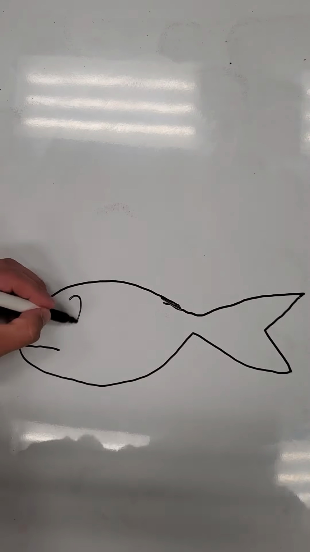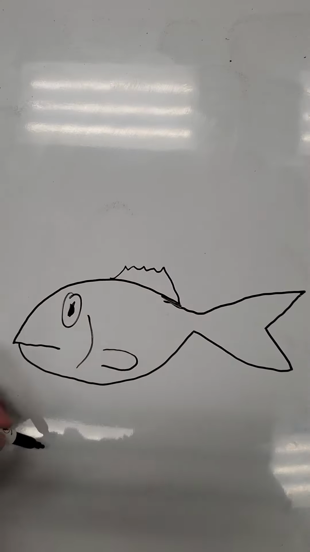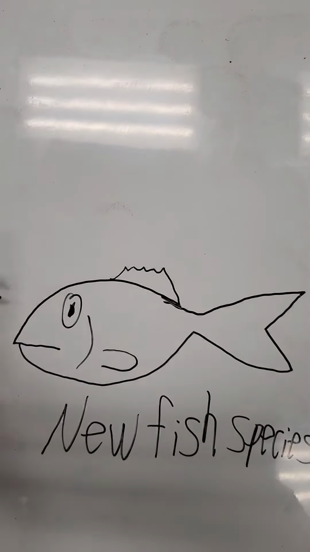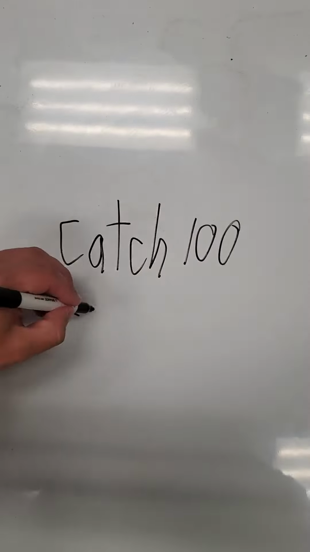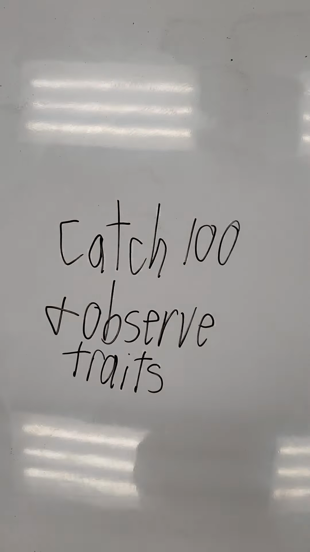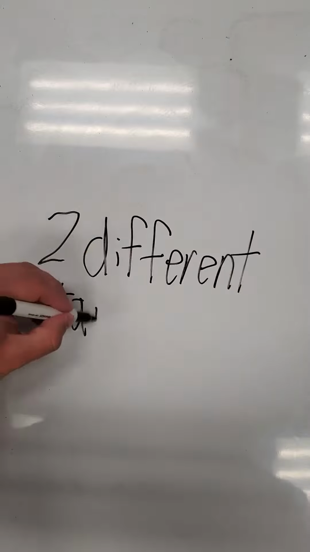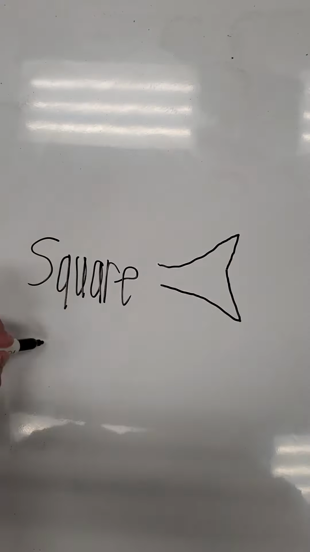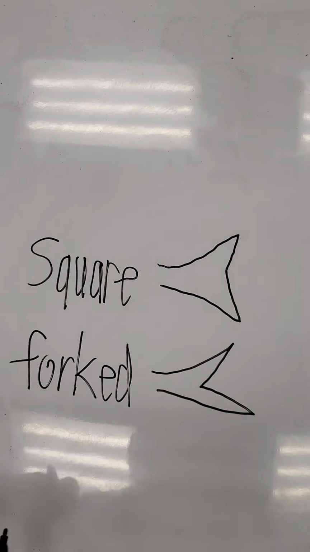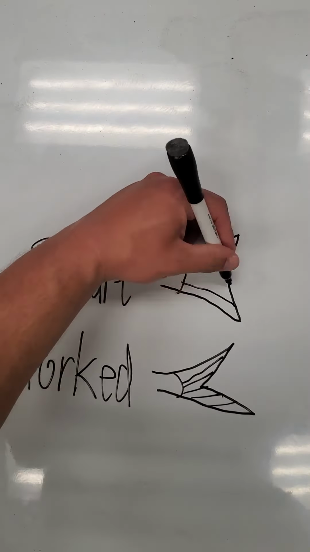While out netting in an exotic country, you discover a new fish species, the mohawk fish. You catch and observe about 100 of these fish, and you notice two distinct tails within this species: the square-tailed and the fork-tail. You want to see how often these occur in that population, but there's an issue.